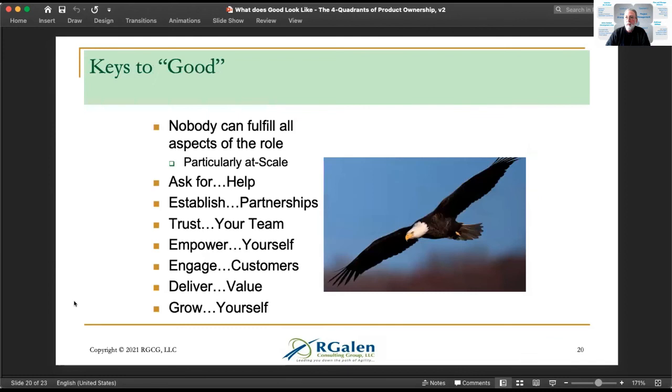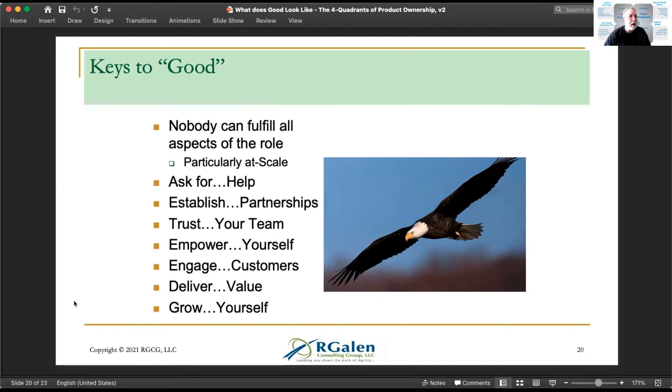So here's some keys to good. We're almost done, so if you have some questions, get ready. I think nobody can fulfill all aspects of the product owner role. I'm not saying we need multiple POs. We need one, but I think they need help. They need partners, and they need to be open to partnership, particularly at scale.